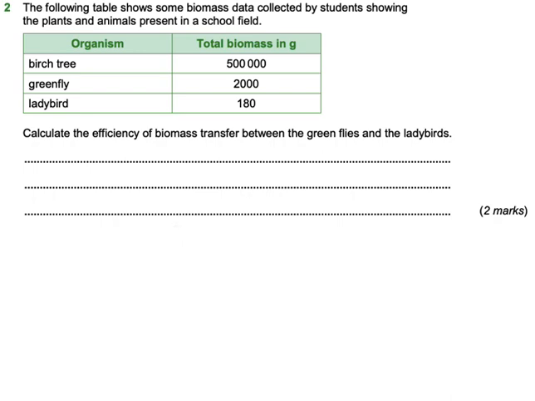Okay, let's work through the answer. So, efficiency of biomass transfer equals the biomass available after the transfer divided by the biomass available before the transfer times by 100. So 180 in this case because ladybirds have eaten the greenfly, so it's 180 grams divided by 2000 grams of greenfly times by 100. That gives us a measurement of 9%. So 1 mark here for saying 180 over 2000 and 1 mark for saying 9%. Make sure again that you do include your units.